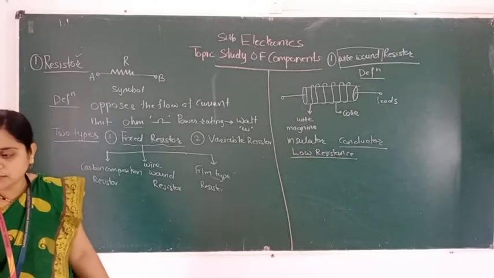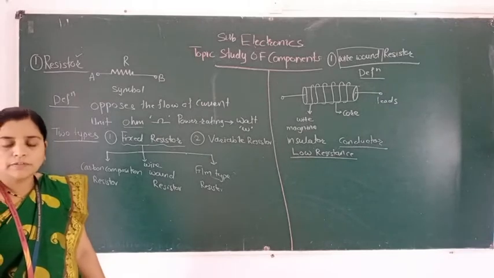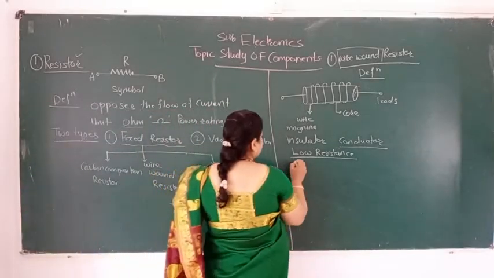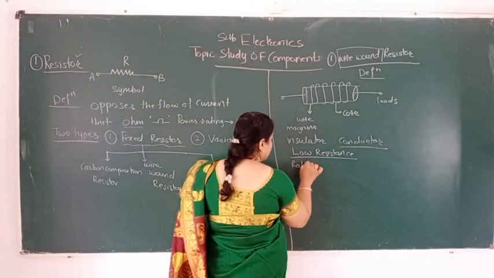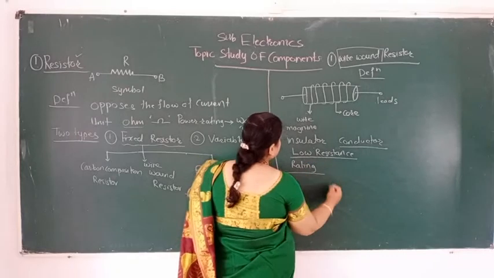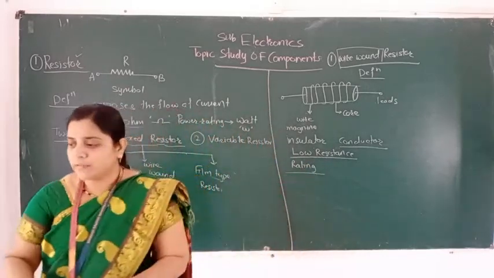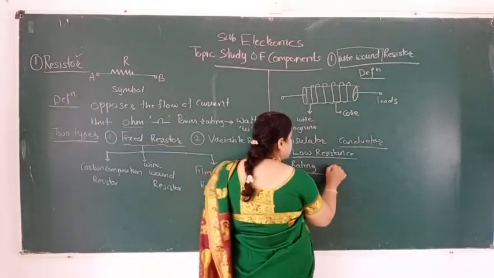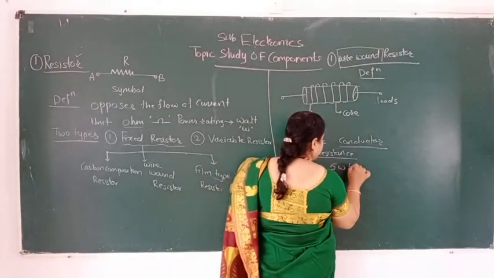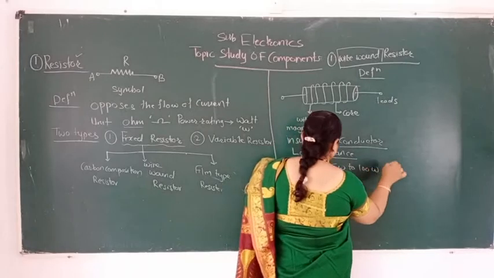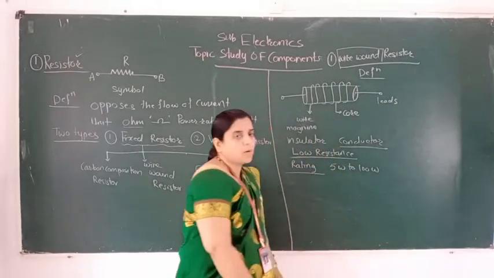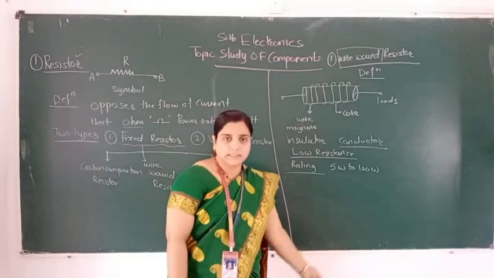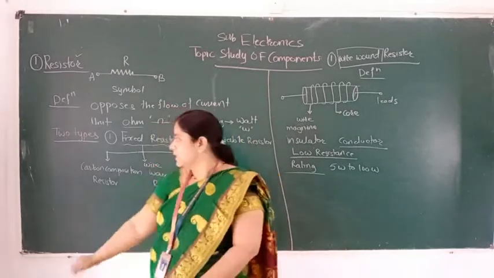Therefore, its rating is from 5 watt to 100 watt. Its power rating, power rating of what? Power rating of this wire wound resistor is 5 watt to 100 watt. Okay, all of you understand this?